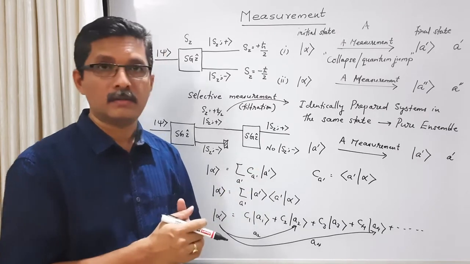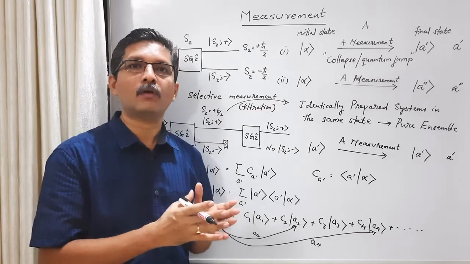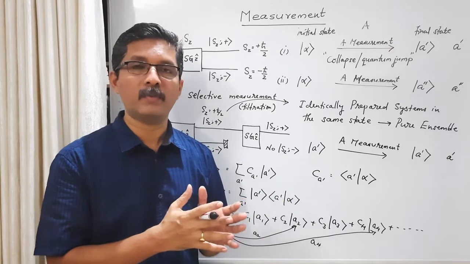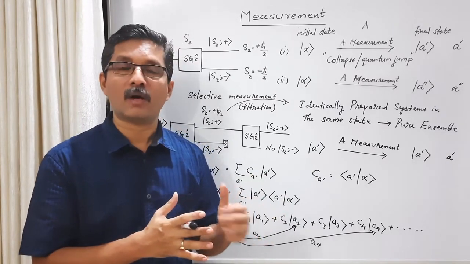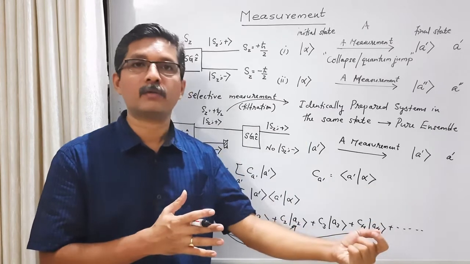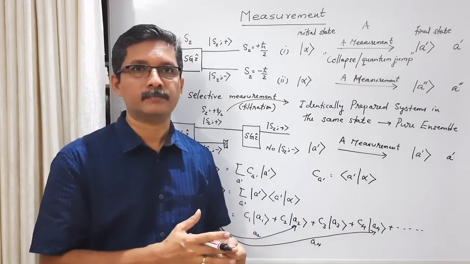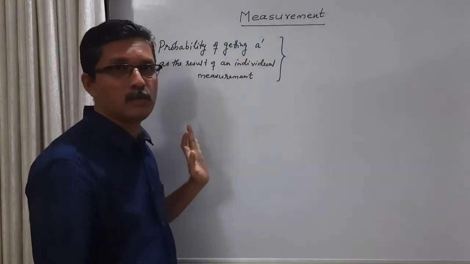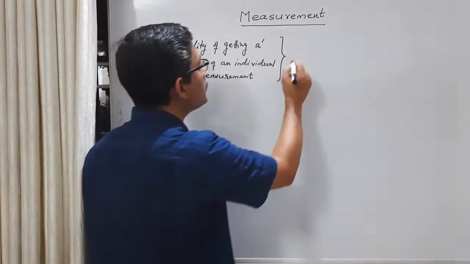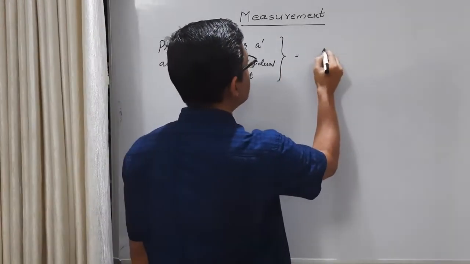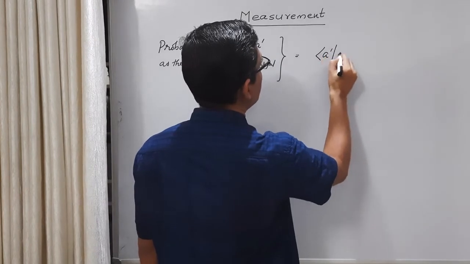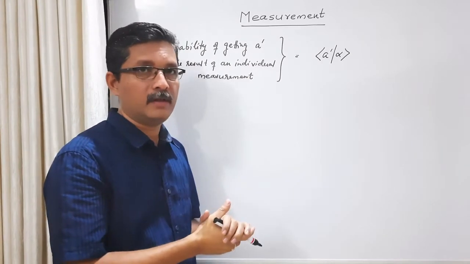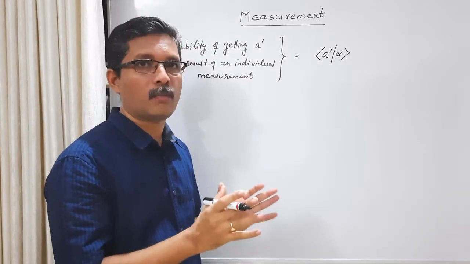We cannot predict. But we can predict the probability of getting a particular eigenvalue as the result of measurement. In other words, we can predict the probability of the system collapsing from a general ket to one particular eigenket. What is this probability? Probability of getting the eigenvalue A prime as the result of an individual measurement. What is this probability? This probability is given by this quantity, the inner product between bra A prime and ket alpha. What is ket alpha? It is our initial state where the measurement is made. Let us assume that ket alpha is a normalized state.